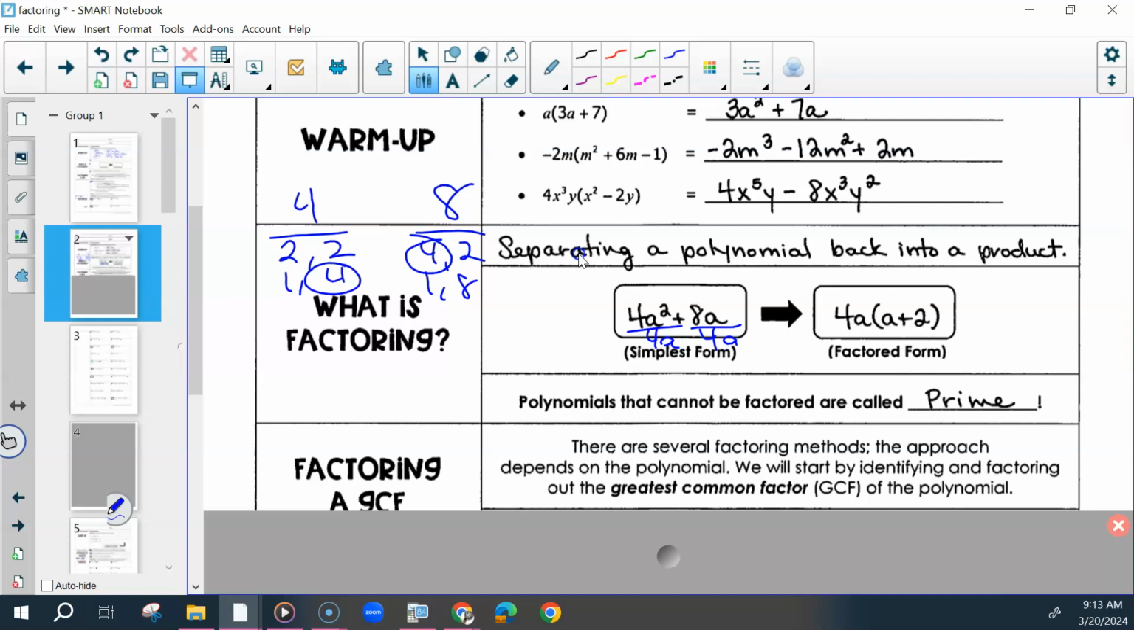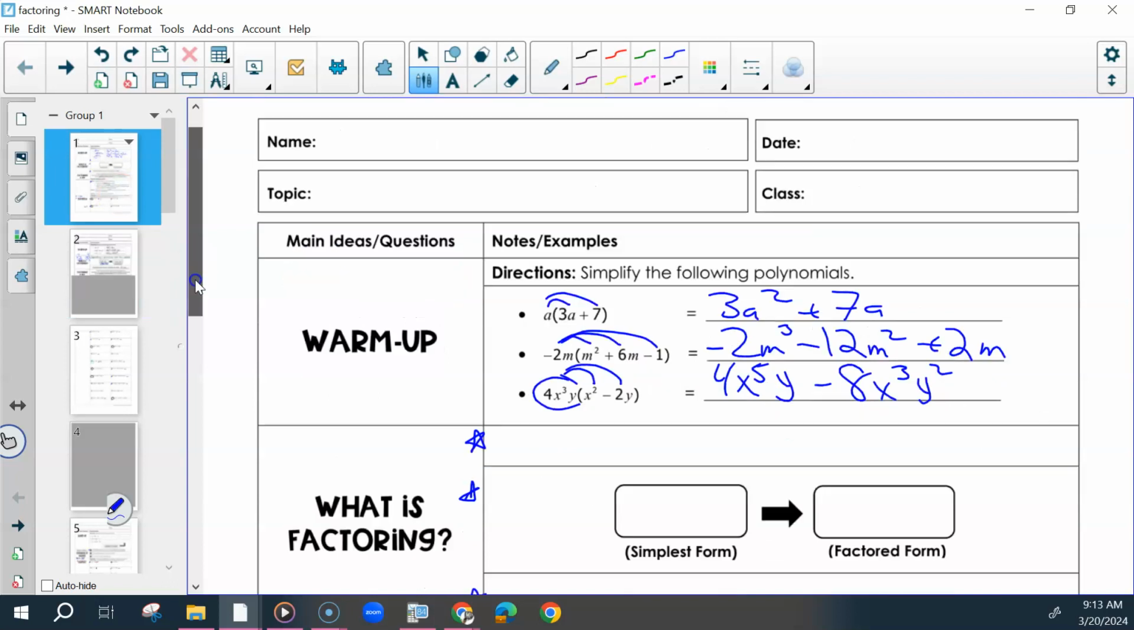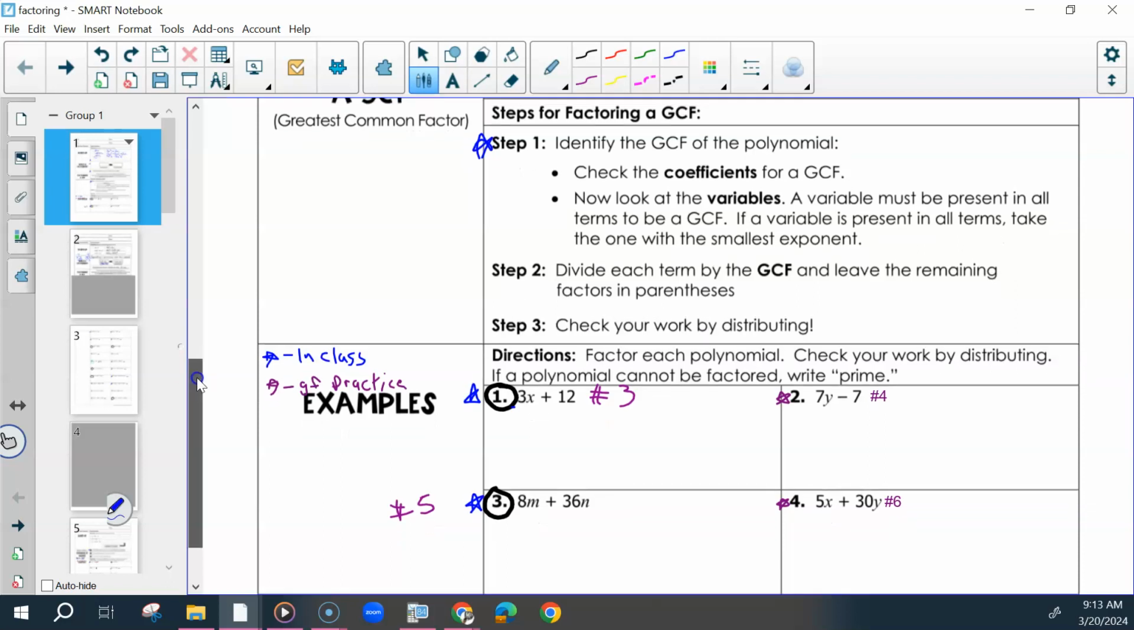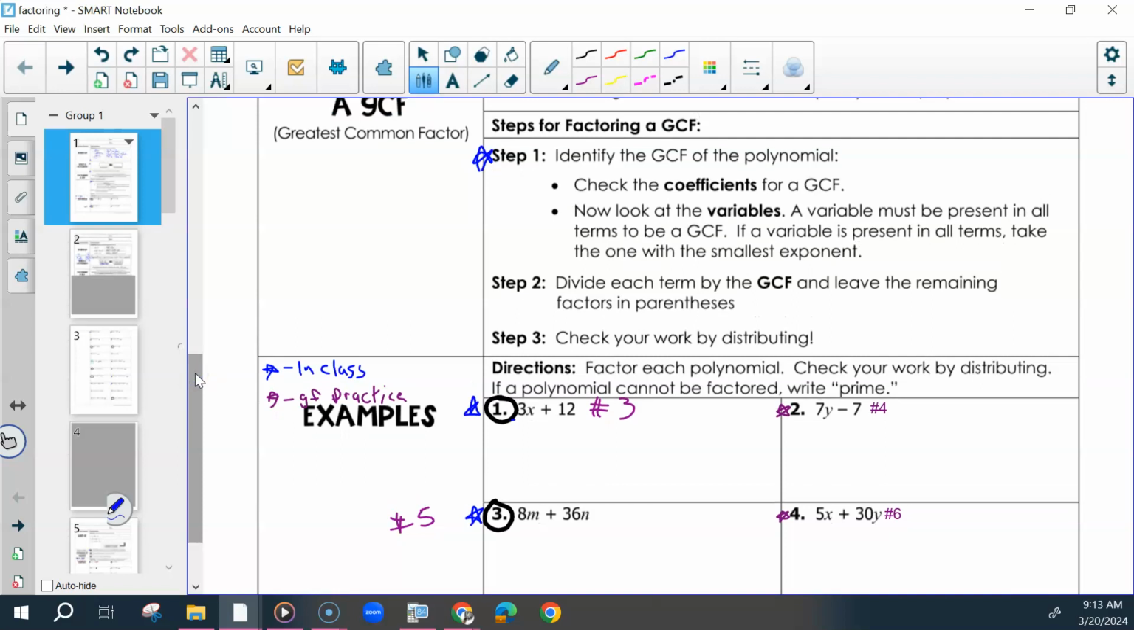So now we're going to get into some actual factoring pieces. Some of these you'll be able to see the numbers right away. Some of them you may want to write out the factors of whatever the number is. If you get stuck, go back and do the steps.